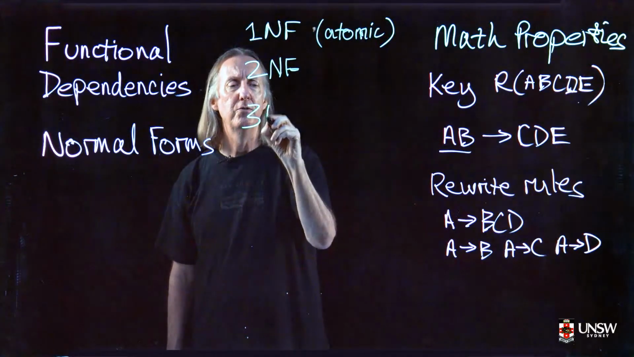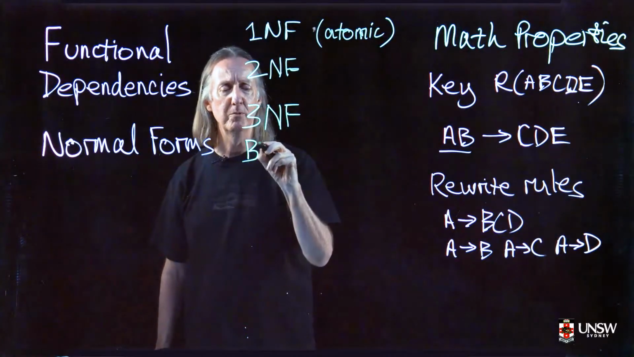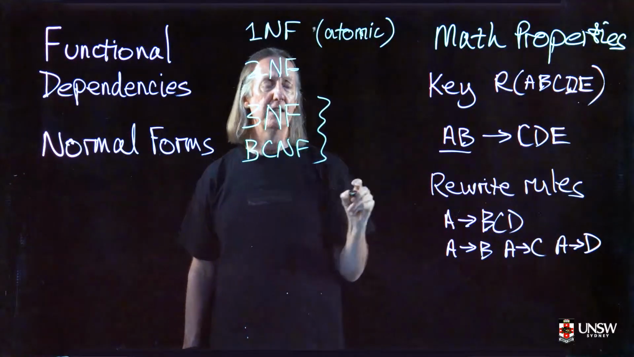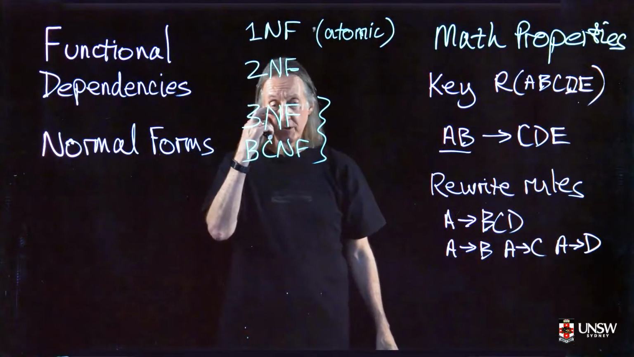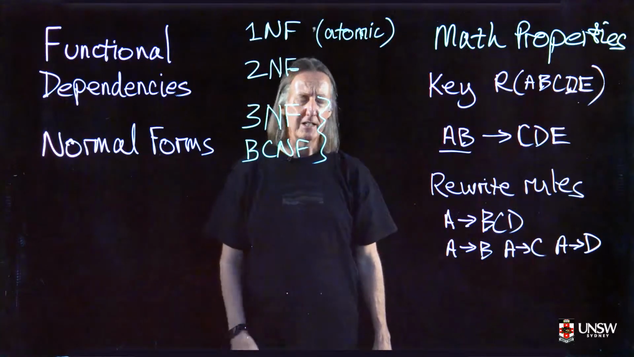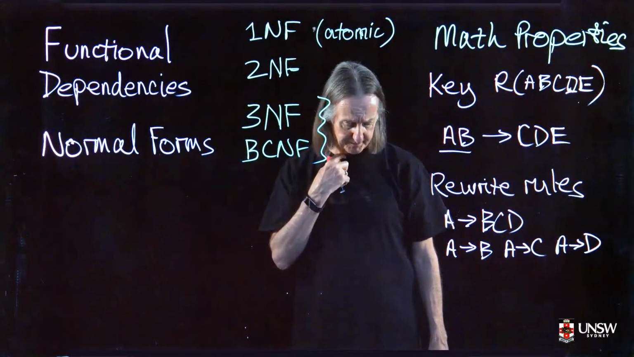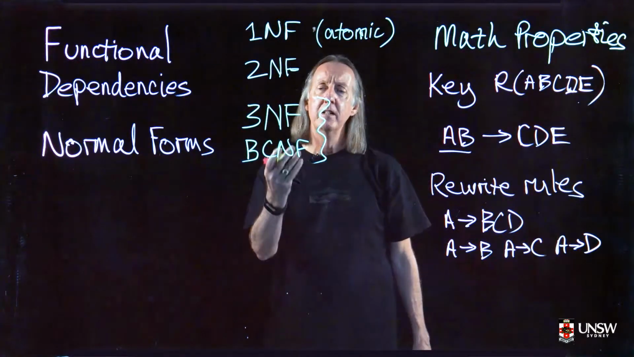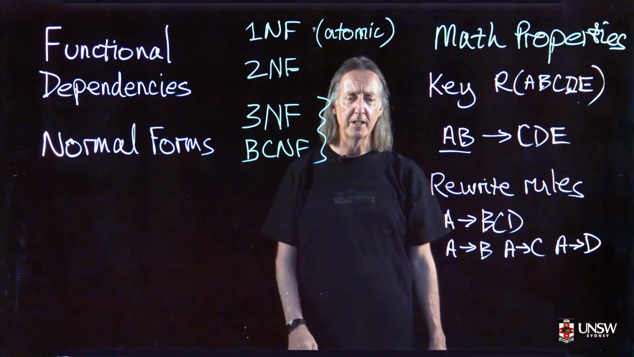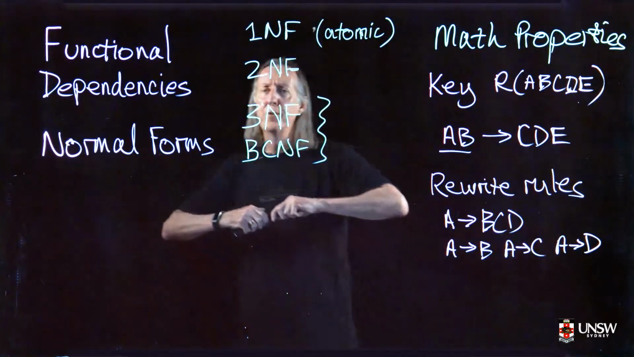Then there's two related normal forms, third normal form and Boyce-Codd normal form, normally abbreviated to BCNF, and these are the kind of properties that we're looking for in our schemas. So a schema which is in one of these normal forms is not going to have the kind of redundancy problems that we talked about earlier. Now, we can certainly analyse a schema and detect whether it's in one of these normal forms, but if it's not, what do we do?